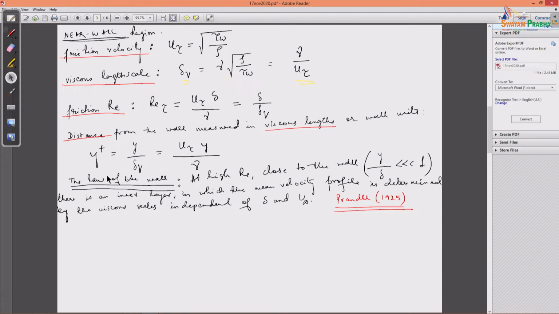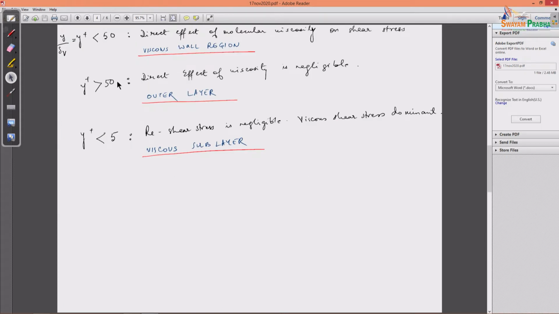Then we said something about the law of the wall, by Prandtl in 1925, which says that at a very high Reynolds number, close to the wall, there is an inner layer in which the velocity profile is determined by the viscous scales, independent of the boundary layer thickness and the free stream velocity. So we defined these lengths: the viscous wall region, the outer layer, and the viscous sublayer.